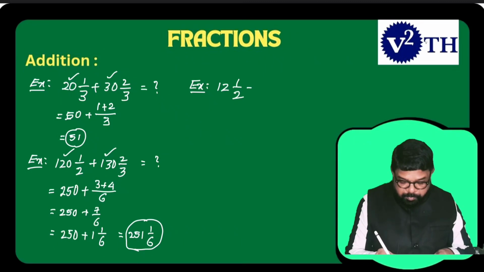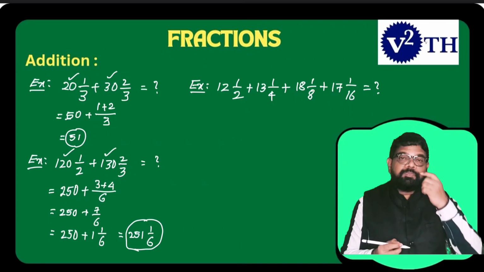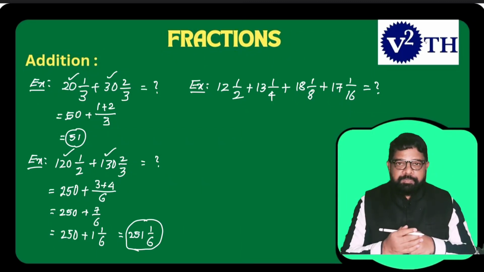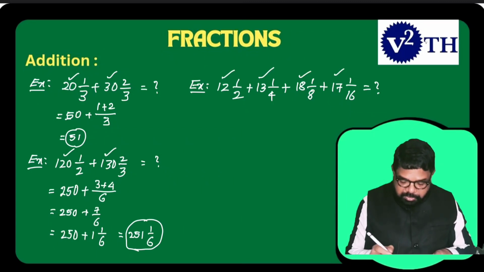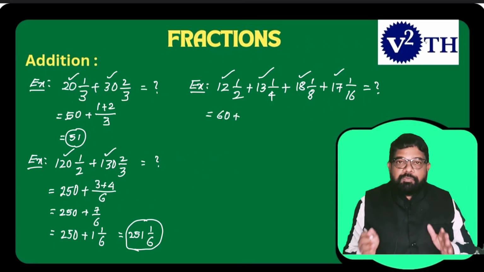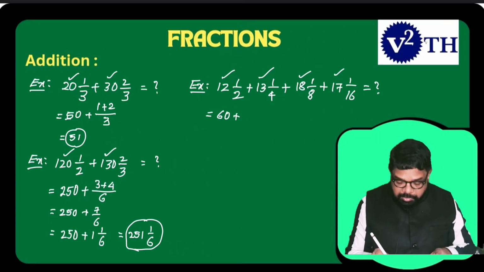12 1 by 2 plus 13 1 by 4 plus 18 1 by 8 plus 17 1 by 16. So what is the value of this? Any number of mixed fractions is given. First, take the addition of the integer part: 12 plus 18 is 30, 13 plus 17 is 30, 30 plus 30 is 60. So the integer part is 60. It is completed. Now the fractions 1 by 2 plus 1 by 4 plus 1 by 8 plus 1 by 16. What is the LCM of 2, 4, 8, 16? 16 is the LCM.